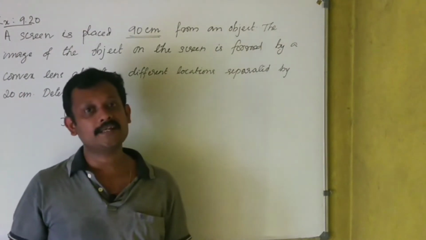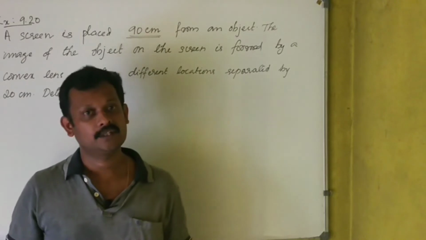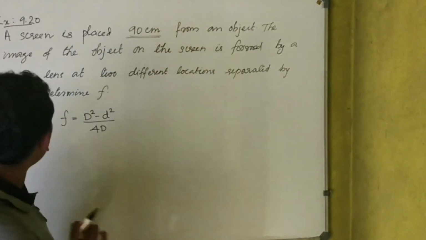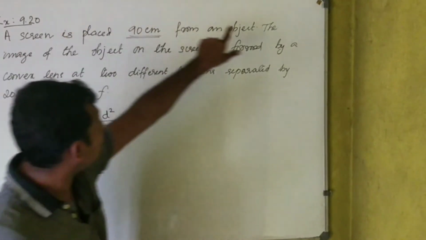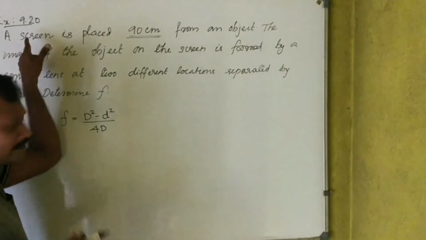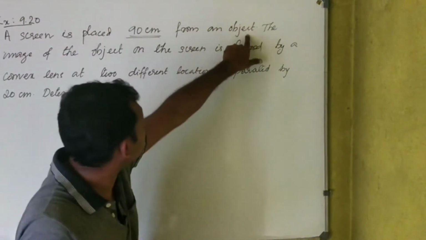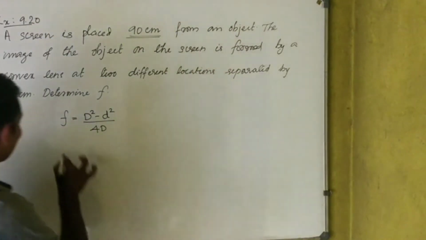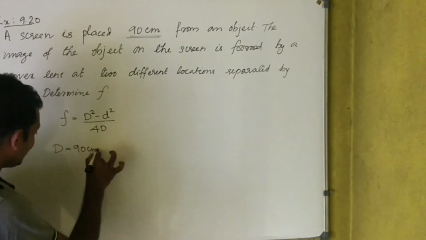What is capital D here? Distance between object and the screen. What is the value of capital D? That is the distance between screen and the object. You can understand just by looking at this part of the question. Screen and object, what's the distance? Between screen and object, what do you see? 90 centimeter. So capital D is equal to 90 centimeter.